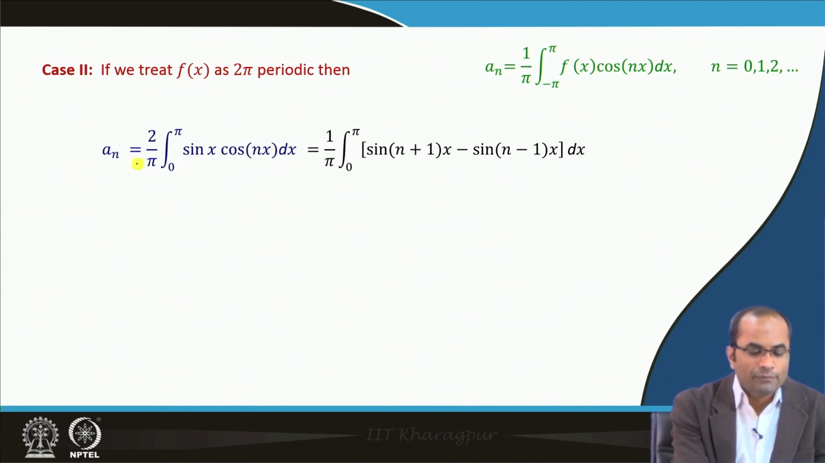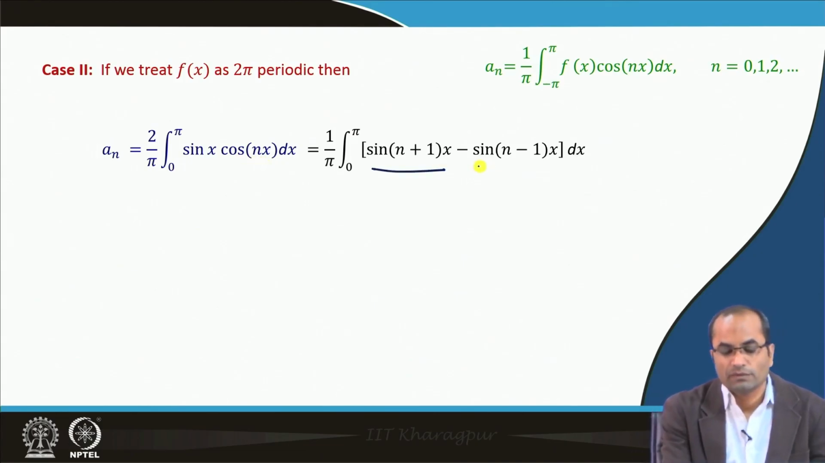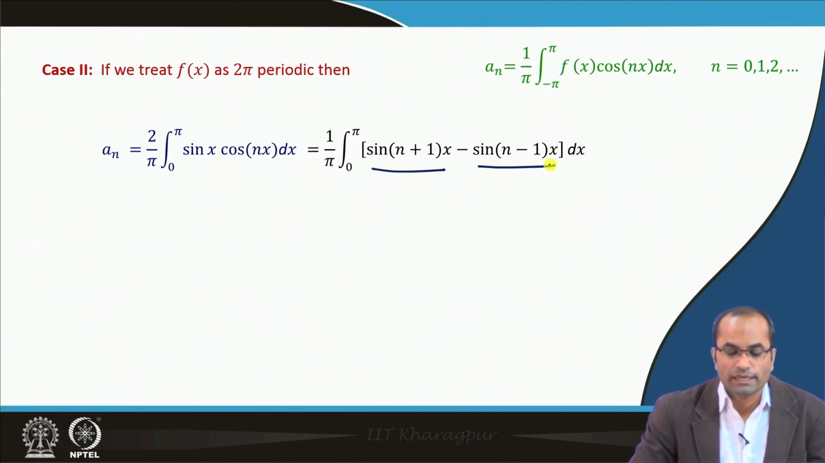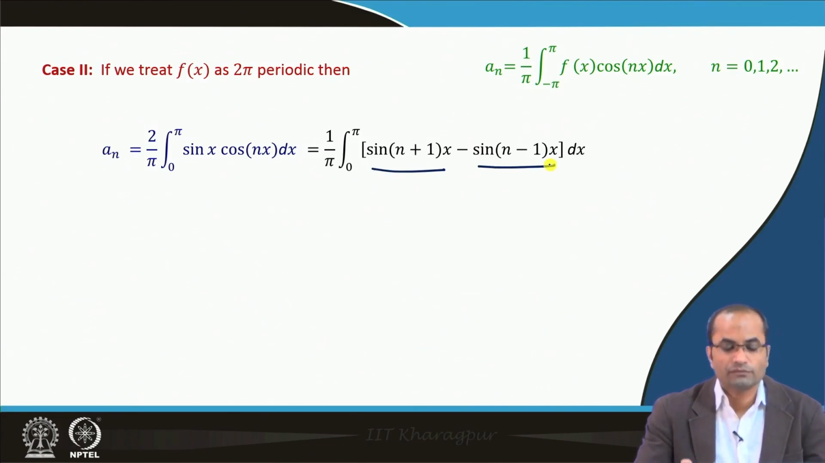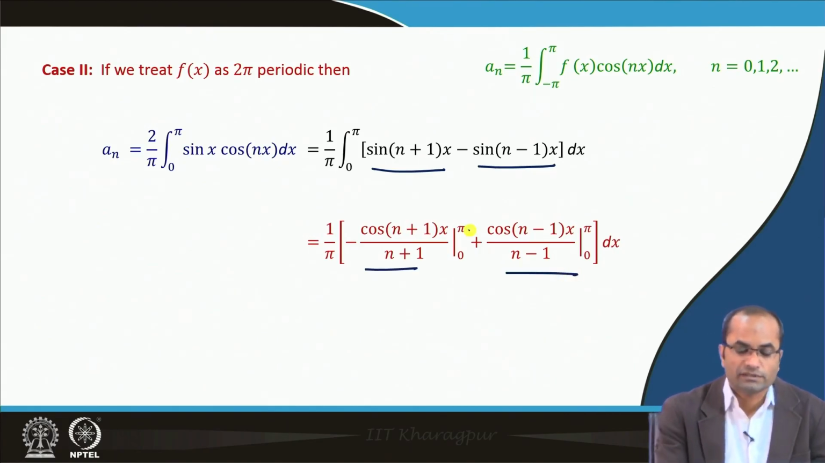Now we can apply the formula for 2 sin x cos n x, giving sin n plus 1 x and sin n minus 1 x, and we can integrate these sine terms. We will get, with a minus sign, this cosine and this cosine, again with the same argument.